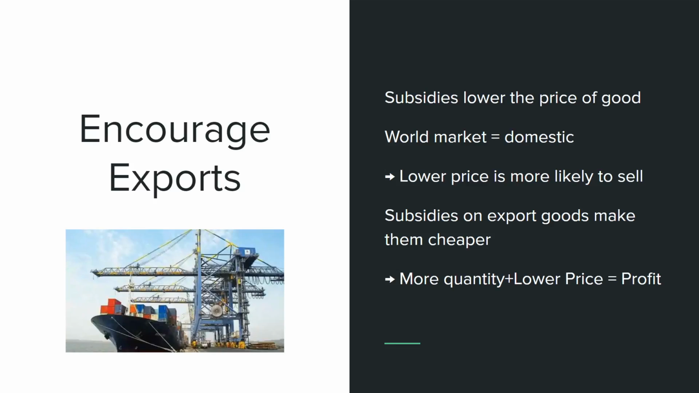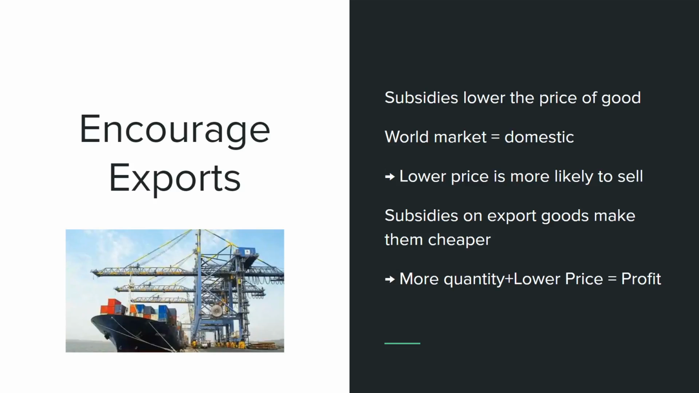So essentially, subsidies lower the price of the good, which is kind of the general thing that we're constantly noting here. And so the world market is very, very similar to the domestic market because at the end of the day, it is still just a market. So there's going to be goods that are expensive, goods that are cheap, and from a consumer's point of view, and in this case, the consumers are the countries, they're going to want to have goods that are cheaper. So lower price means that the good is more likely to be sold and more likely to be more attractive to other nations.